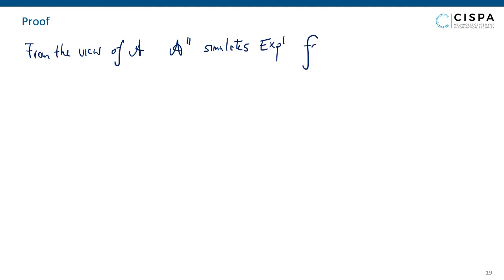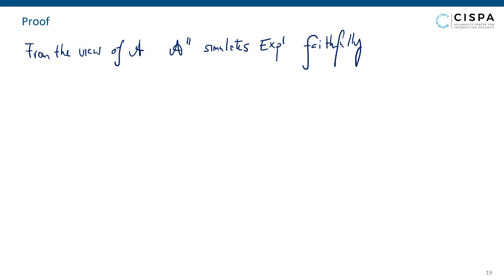And looking at this simulation, we see that from the view of A, A double prime simulates X prime faithfully. Why? Well, first observe that PK, SK, of course, have the same distribution, but then also the challenge ciphertext C asterisk has the same distribution as in exp prime.